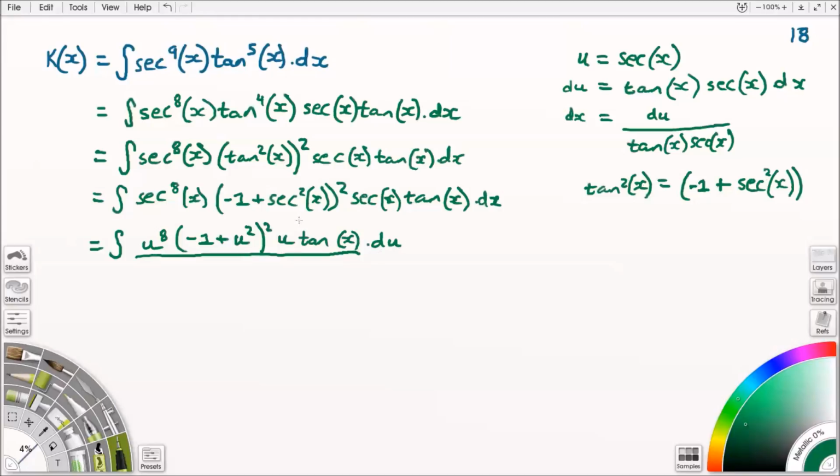And it's du over tan x. And secant of x is now u, which is exactly what we want, because I always like using red for this. These cross out, and we're just left with this here, and we're integrating with respect to u, which is awesome.